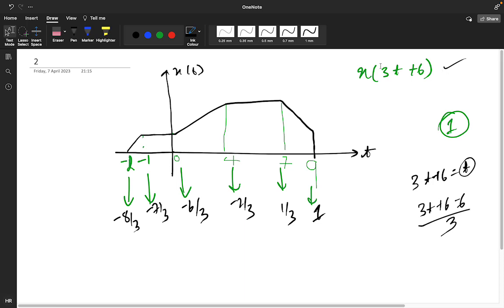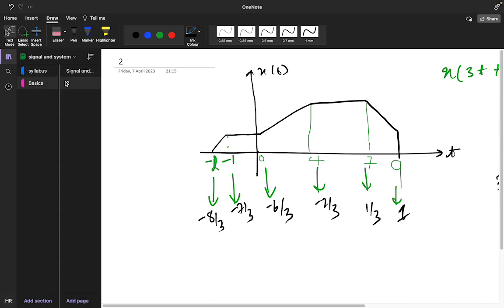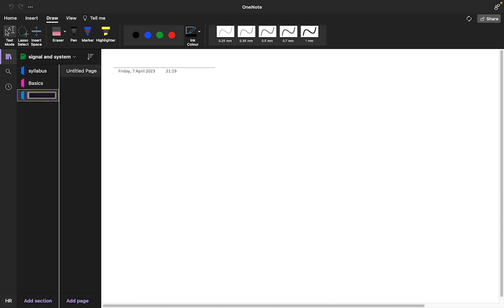So that was the basic things. Now we are starting chapter 1, signal definition and its classification. Write the chapter 1, signal definitions and its classification. Let me write the chapter 1 name. Page 1.